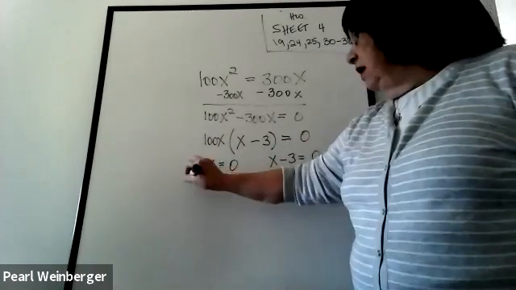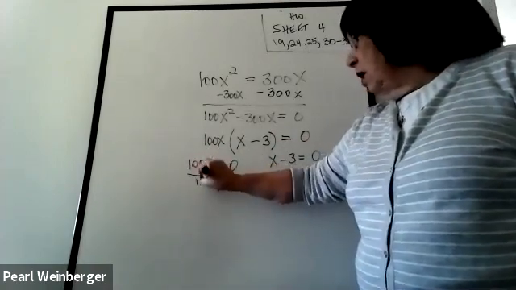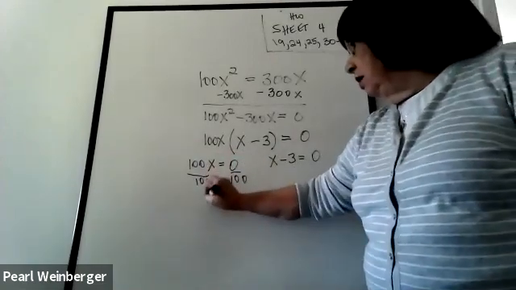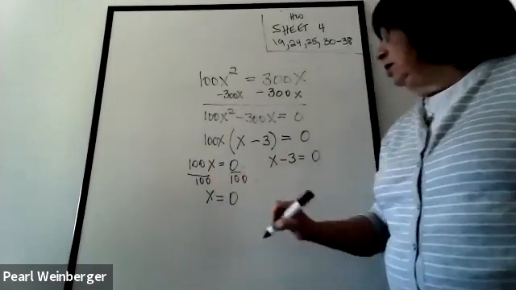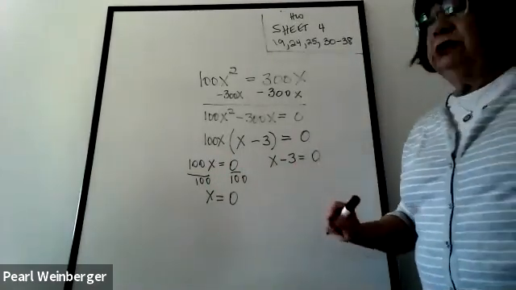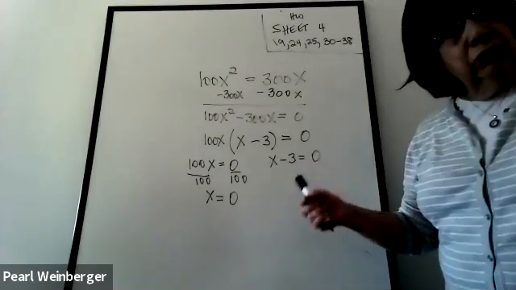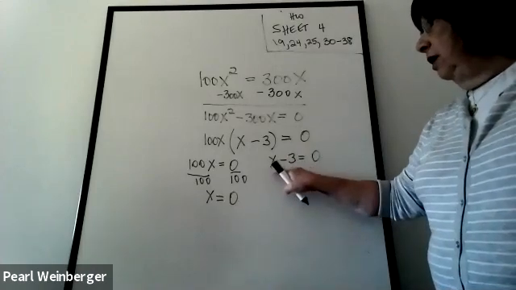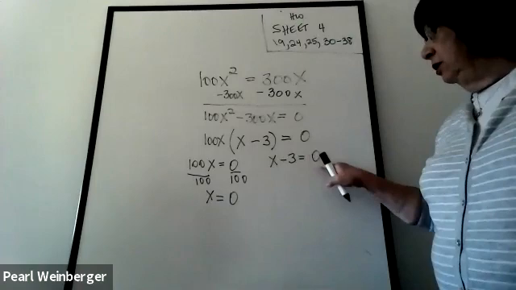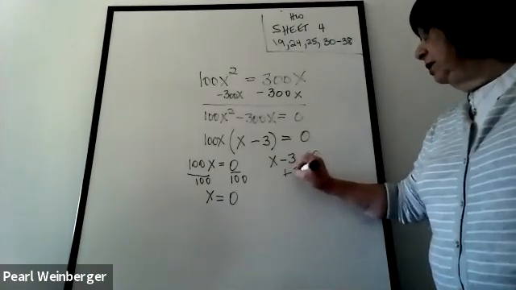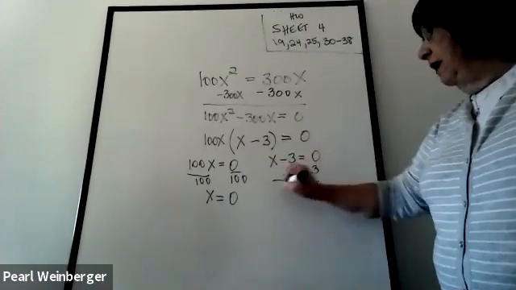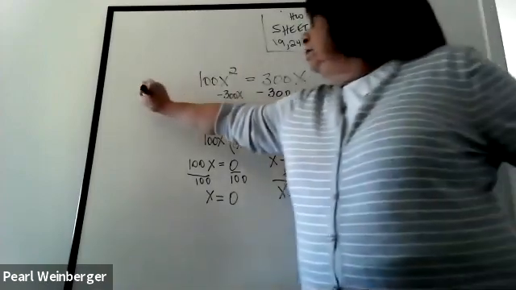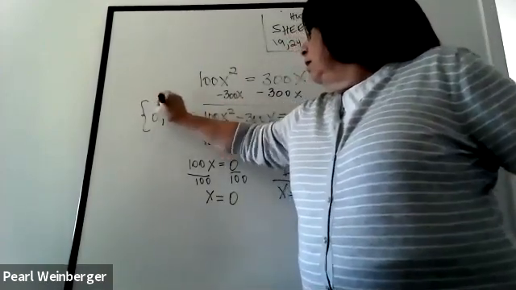In order to solve this, I have to divide both sides by 100. And 0 divided by 100, 0 divided by anything is 0. So one answer to this question is 0, x equals 0. So sometimes you do get an answer that is equal to 0. It's perfectly fine. The other answer I'm going to do by setting x minus 3 equal to 0, I'll bring the 3 to the other side, and that'll give me x equals 3. So my two answers to this problem are 0 and 3.